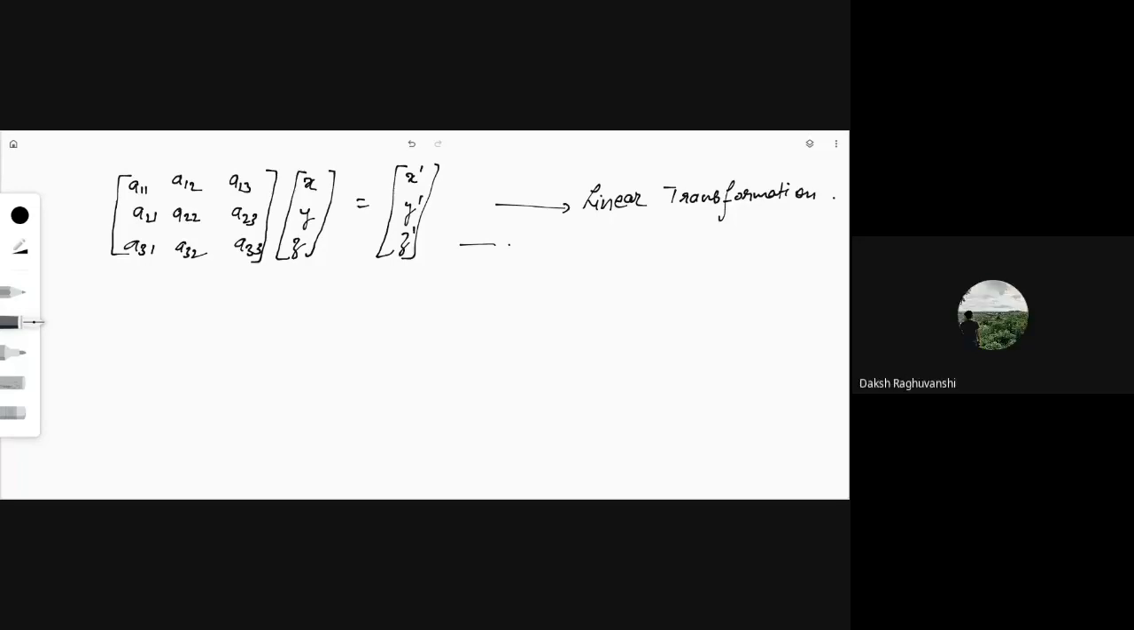System of linear equations. It is a system of linear equations. Yes, good. So there are three equations and three unknowns. So a linear transformation is actually a system of linear equations expressed in this form. So this is a system of linear equations. You have three equations with three unknowns.